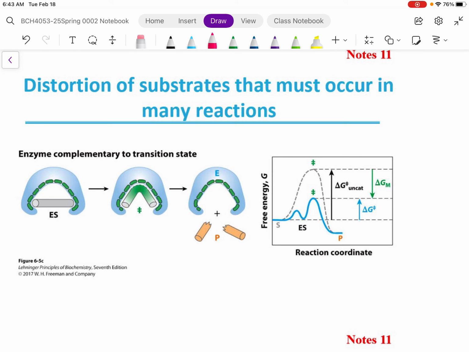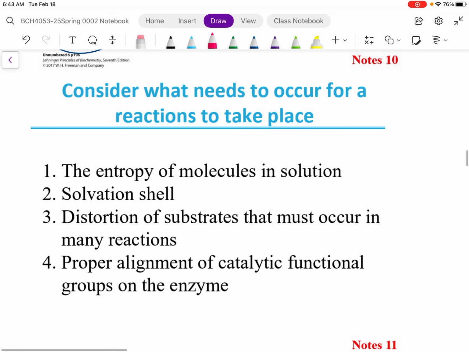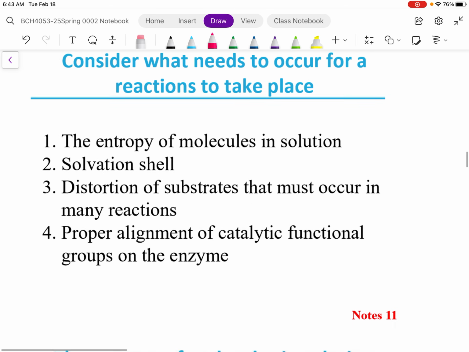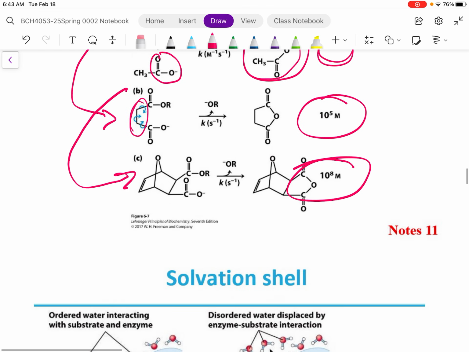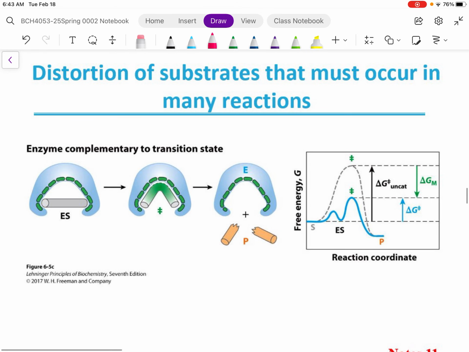Okay, so this, let's see, number 3, distortion of substrates that must occur in many reactions. So what has to happen in that catalytic site? It needs to be dynamic and fluid, right? In order for that bond to break. So just be aware that things are moving in that catalytic site. It's not just a stationary, rigid structure. It's moving, or breathing, another way of saying it.